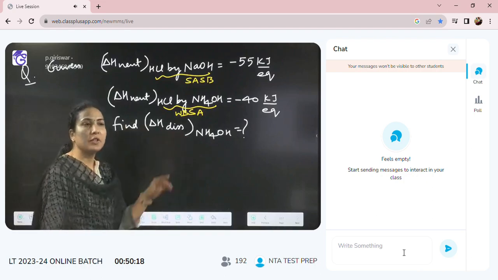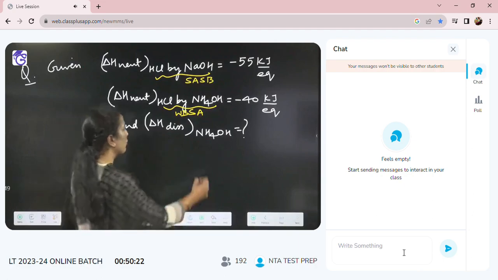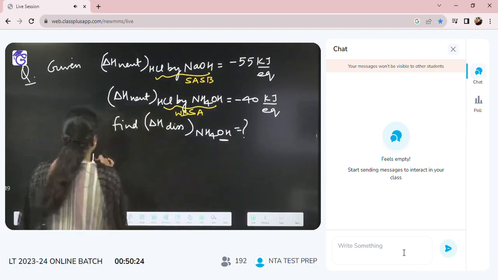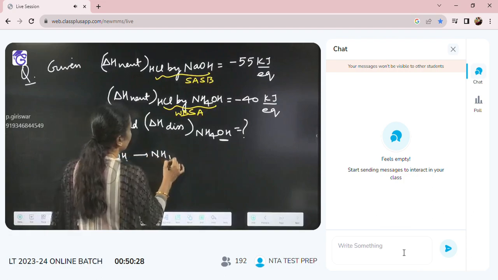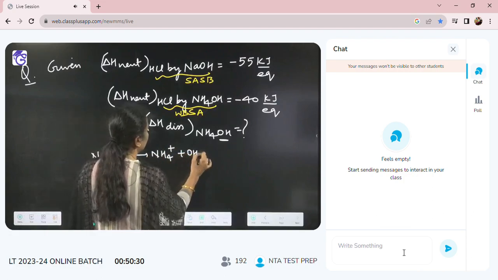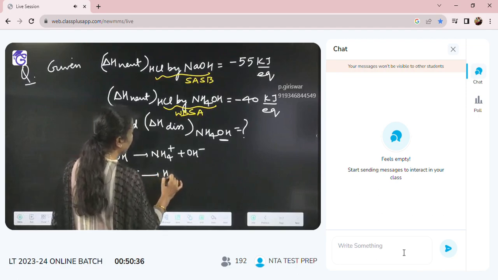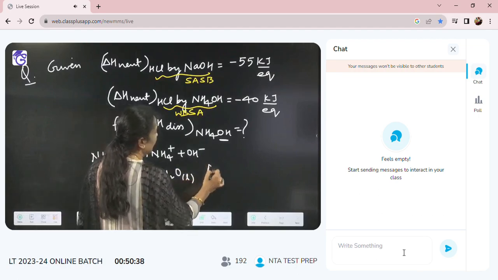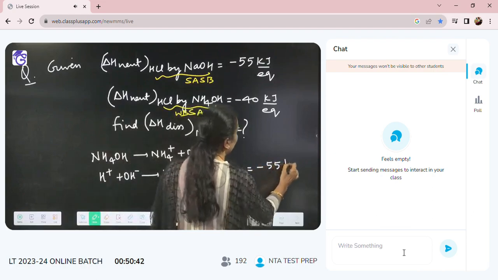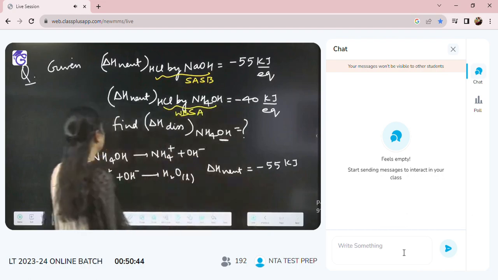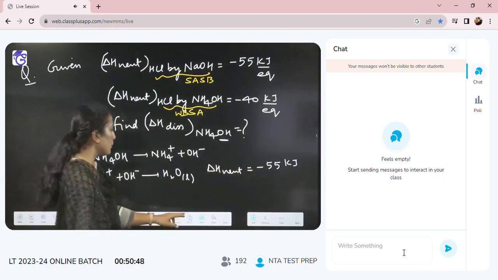If at all I have given you a weak base, that weak base is able to give you how many OH minus from its own molecule? Only one, right? So I'm writing here something like this, NH4OH, which is giving you NH4 plus plus OH minus. And this H plus and OH minus, they are reacting to form H2O liquid. And in fact, here delta H neutralization will be what? Minus 55 kilojoule only, because one equivalent of H plus is reacting with one equivalent of OH minus.